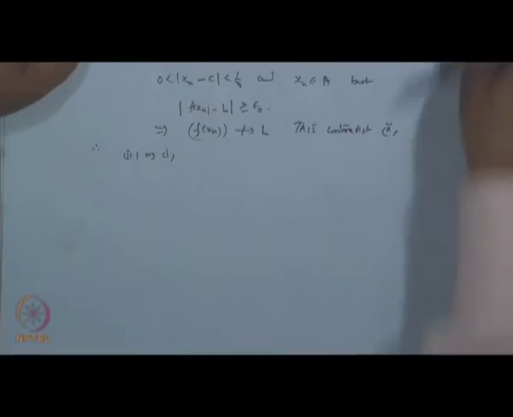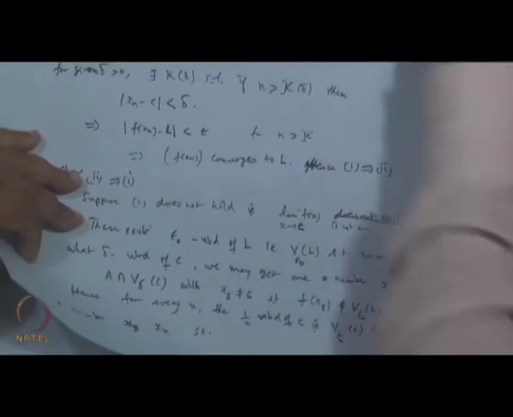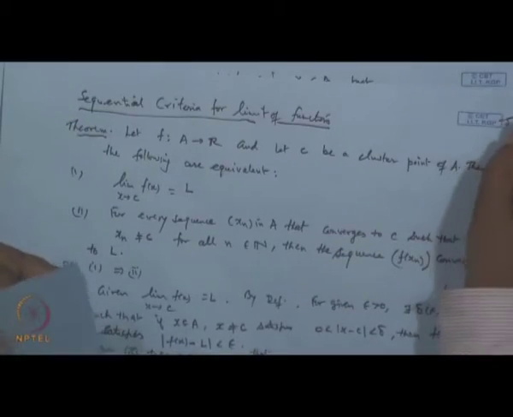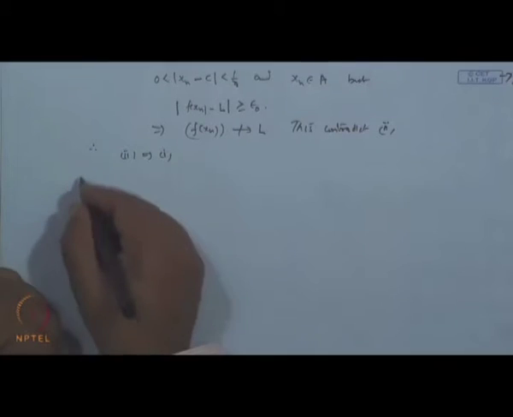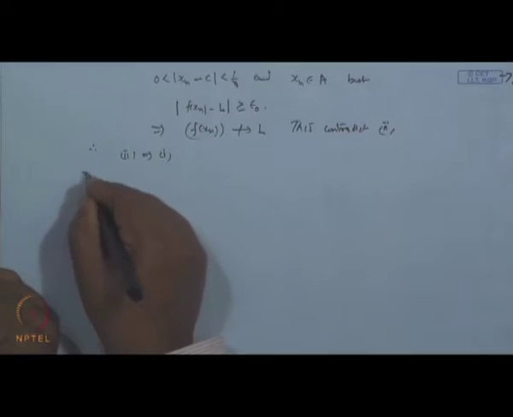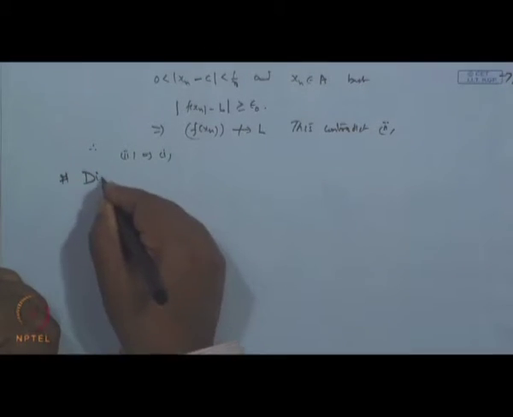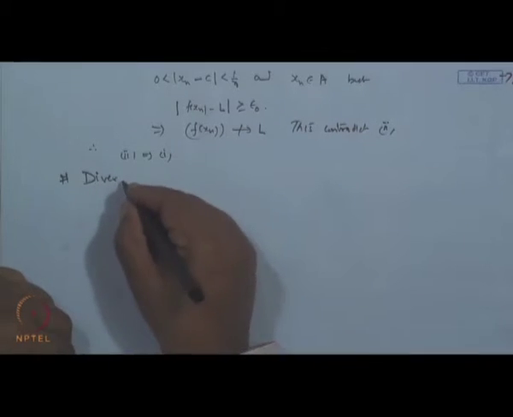Okay. So, that is what we have. Now, just like in a sequence, we have some criteria for the divergence of the sequence. In a similar way, here also we have a criteria for divergence of the limit, that if the limit does not exist, what is the criteria for it. Okay. So, let us see the divergence criteria.